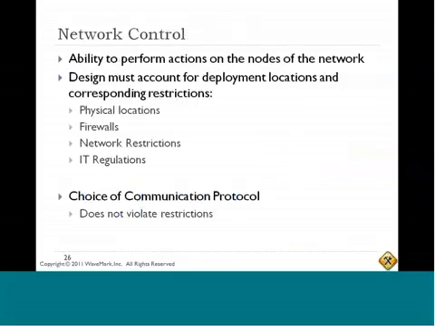From the point of view of control, it's the ability to perform actions on the nodes of the network. The design must account for the deployment locations of these nodes. These nodes are located in different physical locations, behind firewalls, with network restrictions, IT regulations. As an example, they're sitting behind the firewall of a hospital or a medical device supplier, or on the mobile device of a sales rep on a cellular network. So it's very important to design the proper communication protocol.